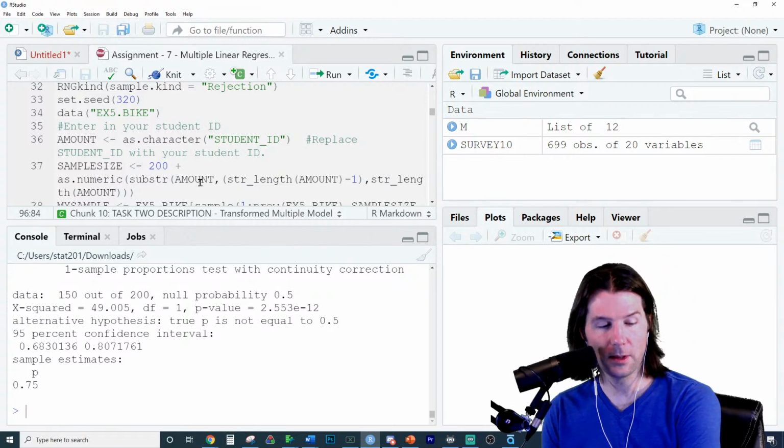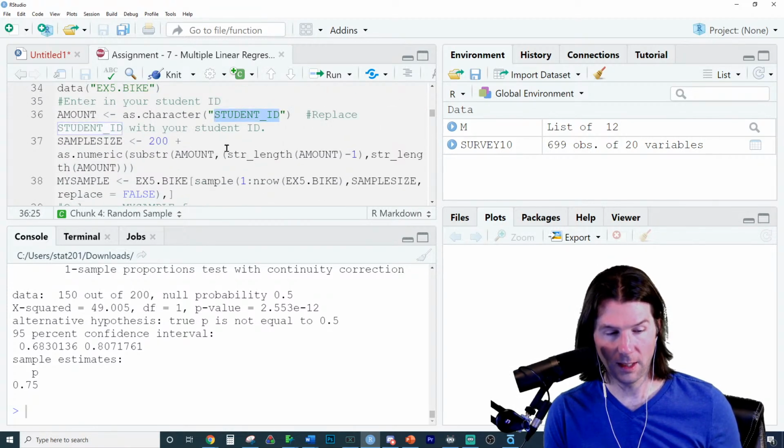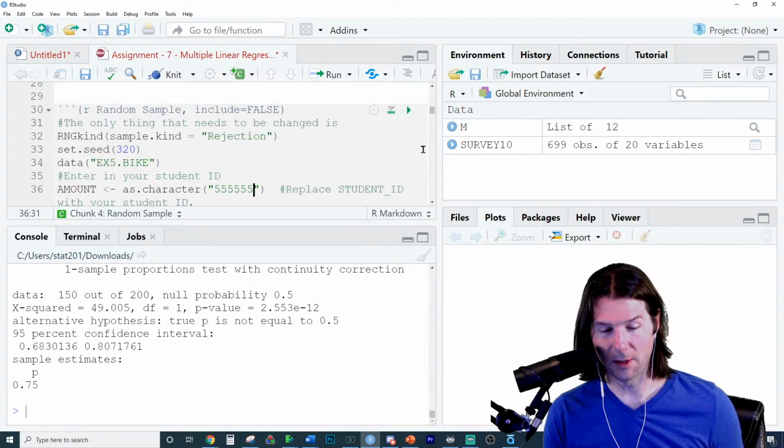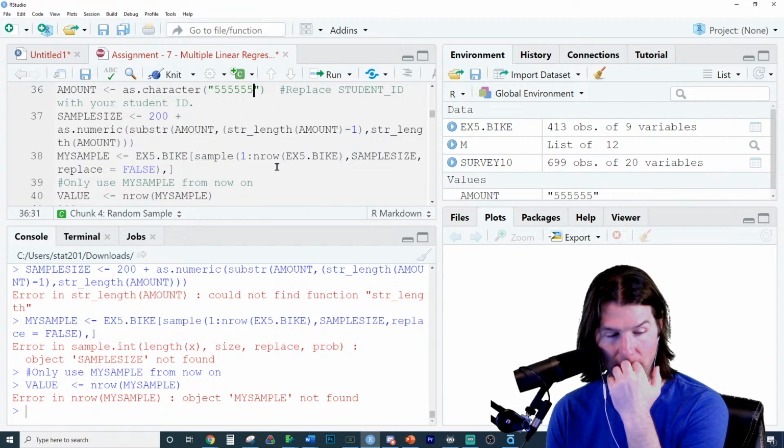So task 1, here we're going to put in a student ID, like a fake one. We're just going to go 55555. Don't put that in, obviously, but that's going to help us generate my sample. Not found. Did I make a mistake in my run?